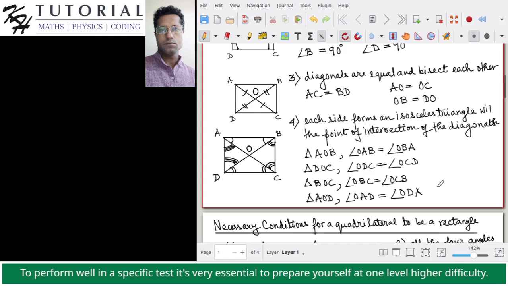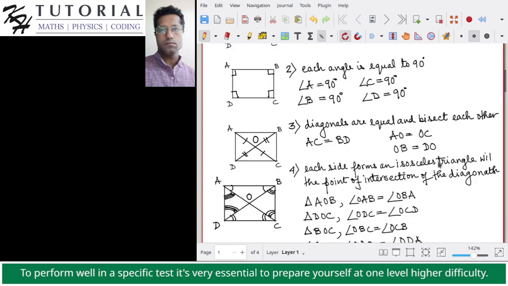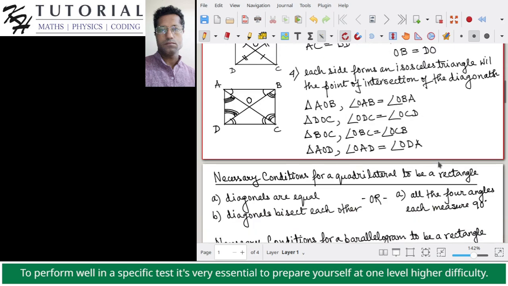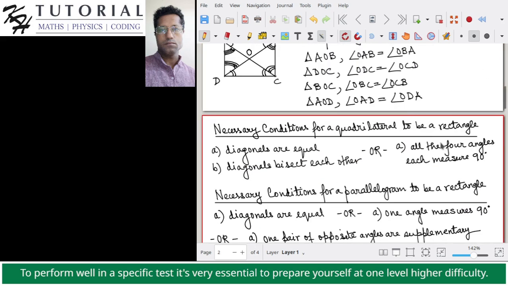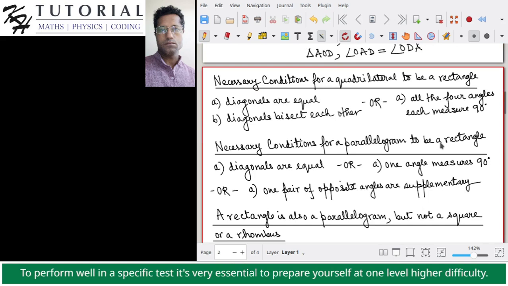Okay, so these are the major properties of a rectangle. Now let's see what are the necessary conditions for a quadrilateral or a parallelogram to be a rectangle. Necessary conditions for a quadrilateral to be a rectangle are, you can consider there are two possibilities.